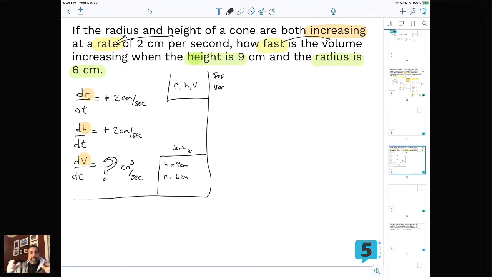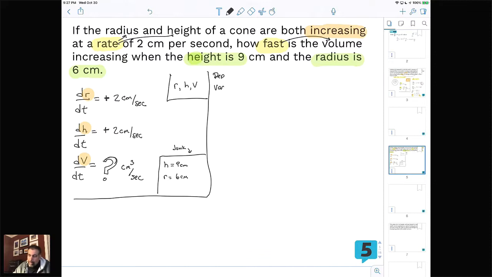This cone is expanding. It's getting bigger. So when I say the height is 9, is that true everywhere in this problem? When we say the radius is 6, is that true for the entire problem? What you have to understand is, no, the cone is changing. So this height and this radius are only valid when it comes time to answer the question.